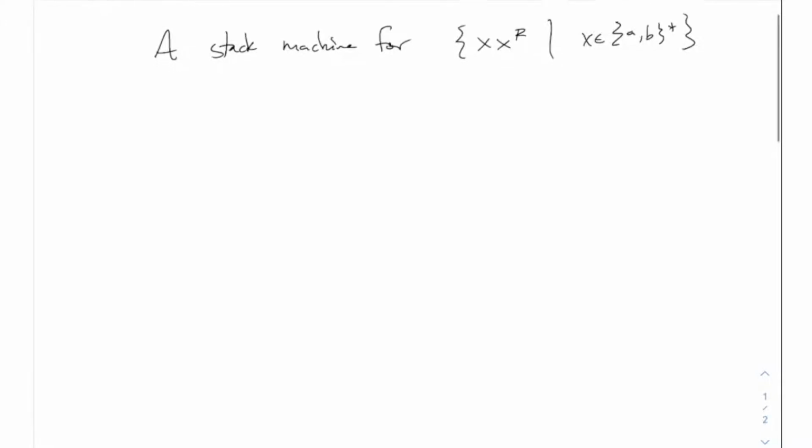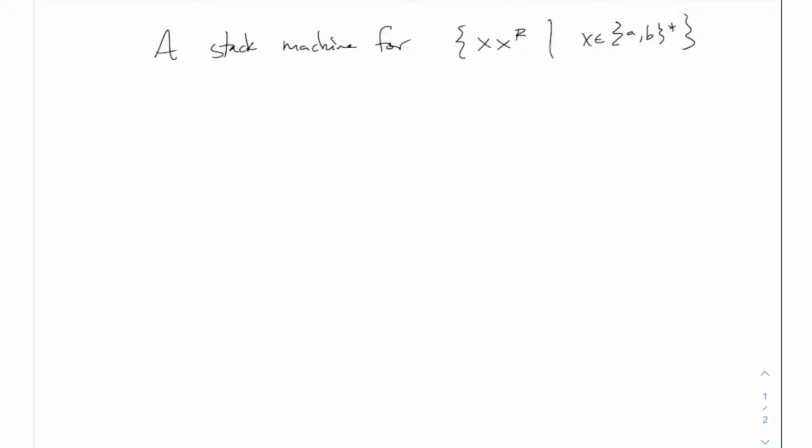Yeah, let's do a stack machine for this language, x x reverse. Remember the reverse, where x is, let's say, (a|b)*. This is actually a language which is very convenient to make on a stack machine. It's not so hard to make a grammar for this. We did it a couple times ago, but it's not really difficult at all to make a stack machine.